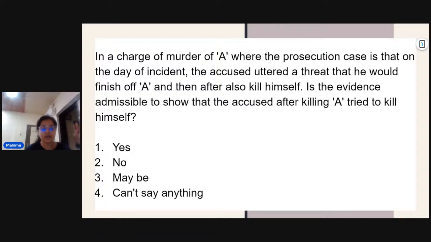In a charge of murder of A, the prosecution case is that on the day of the incident, the accused uttered a threat that he would finish off A and then also kill himself. Is this evidence admissible to show that the accused, after killing A, tried to kill himself? Yes, no, maybe, can't say anything.